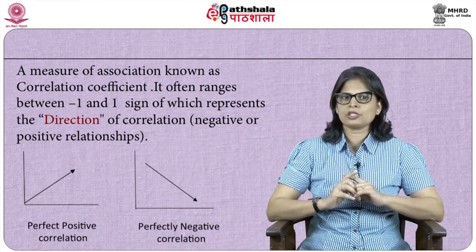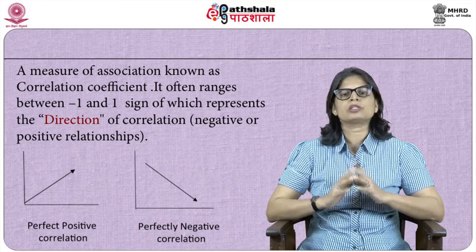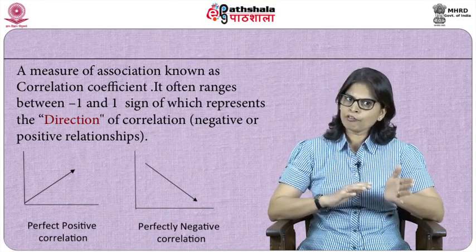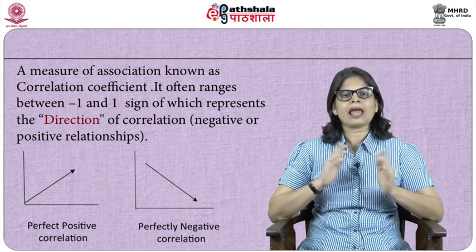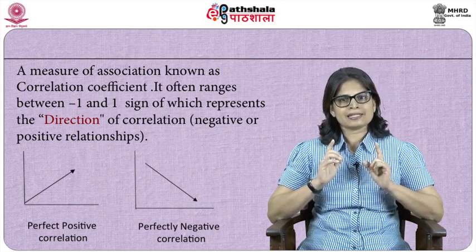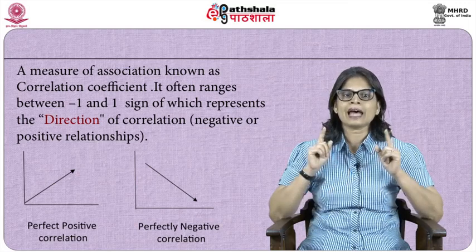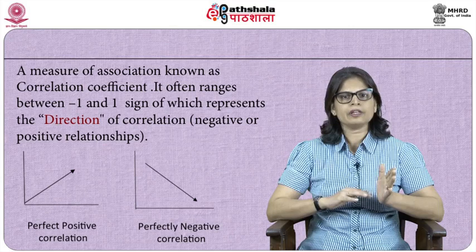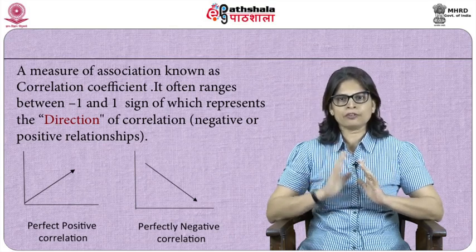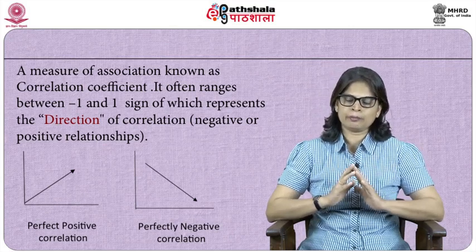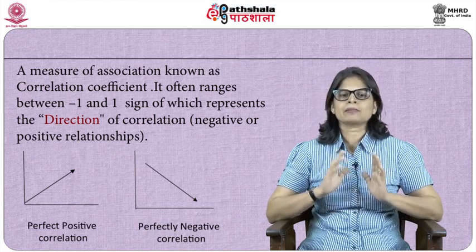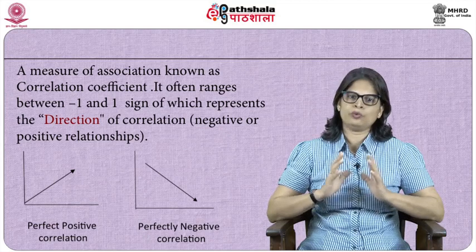The measure of association which is very commonly used is known as the correlation coefficient. It often ranges between -1 and +1. The sign represents the direction of the correlation. If the coefficient is negative, it implies negative association between the two variables, whereas if the coefficient is positive, it implies positive association between the two variables.